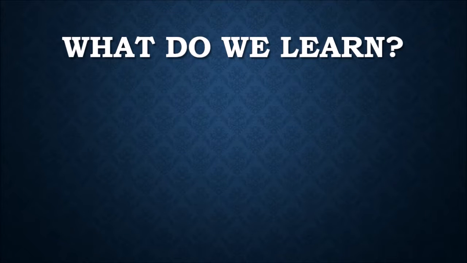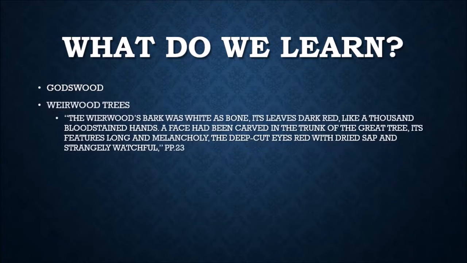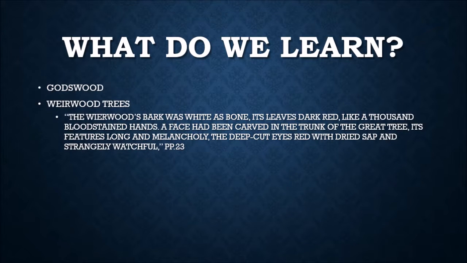So what do we learn in this chapter, outside of some of the historical context or some of the religious aspects of the setting? We learn more about the Godswood, which ties back into that religion. The Godswood is comprised of these things called weirwood trees. "The weirwood's bark was white as bone, its leaves dark red, like 1,000 blood-stained hands. A face had been carved in the trunk of the great tree, its features long and melancholy, the deep-cut eyes red with dried sap and strangely watchful."